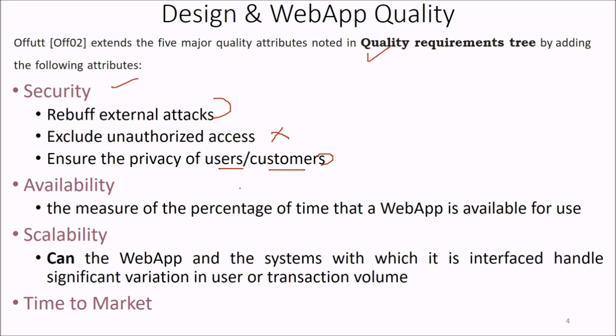And the availability, that is the percentage of time the web app is available for use, and this is the measure. This is basically the probability of the time the web app is available for use or available to access. And the scalability, because when you design a web app, it is most of the time an evolutionary type of design. So can the web app and the system with which it interfaces handle significant variation in user and transaction volume?